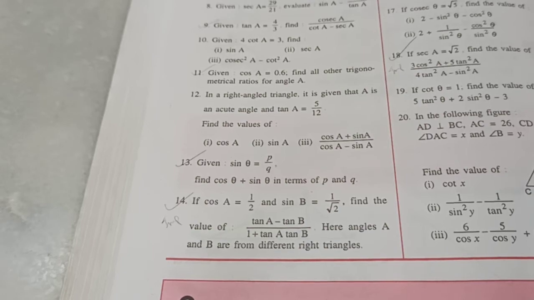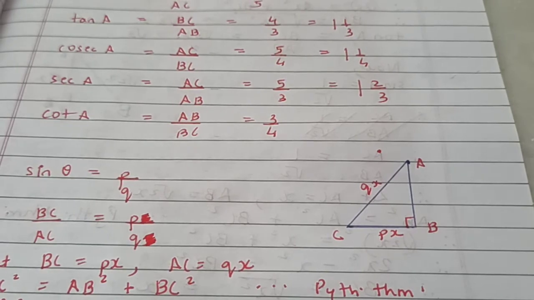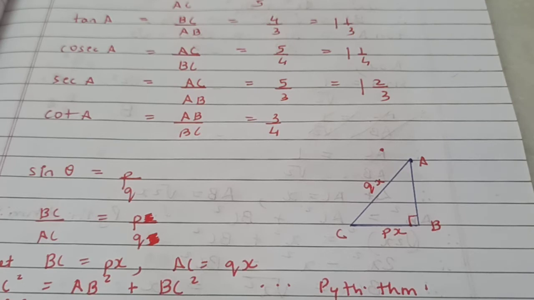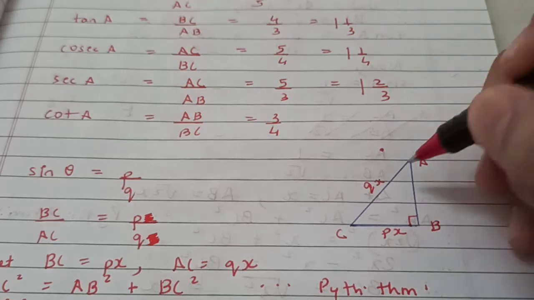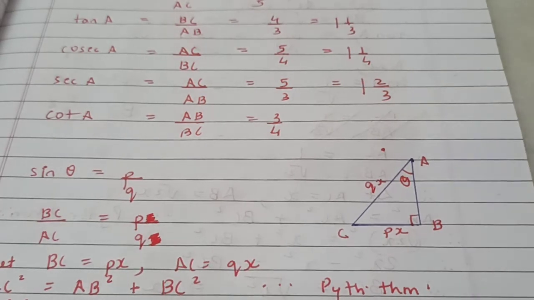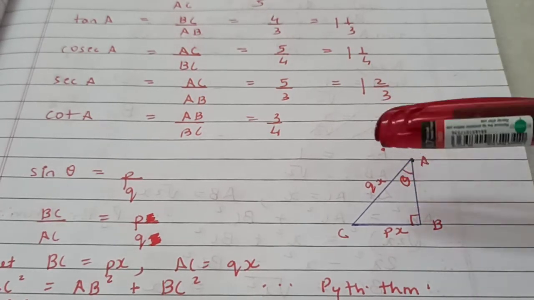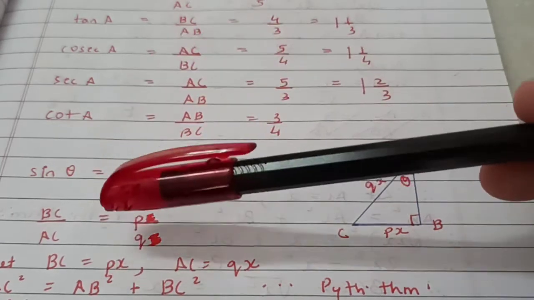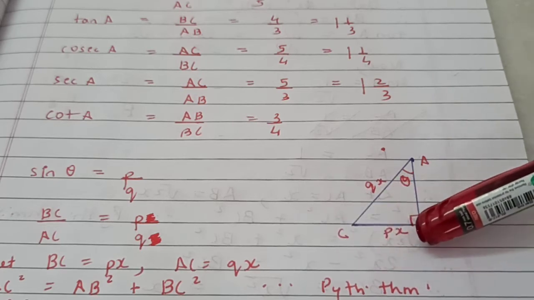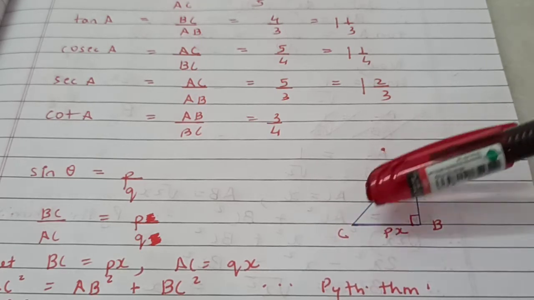13th sum. Now here sine theta is P upon Q. This is quite a challenging sum. So we'll assume a triangle ABC and 90 degrees at B. They said sine theta is P upon Q. So I'm assuming angle A as theta here. So we have to write that. So if sine theta is P upon Q, and we know that sine is O upon H, so we can assume the opposite side to be Px, where x is the multiple, and the hypotenuse as Qx.